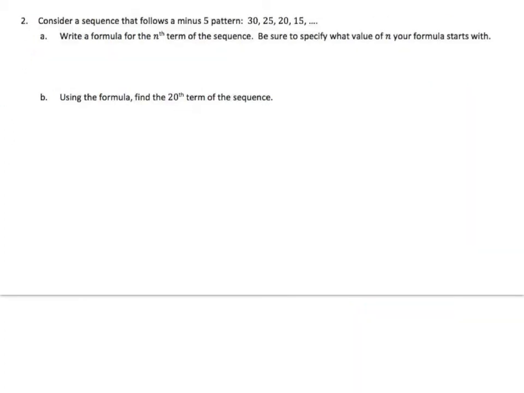Consider a sequence that follows a -5 pattern. So we're getting smaller and smaller and smaller. Write a formula for the nth term of the sequence. Be sure to specify what value of n your formula starts with. So if we are doing a -5, we need to actually start with our beginning. And we're going to subtract 5 each time. So for my first term, I'm going to subtract 5.